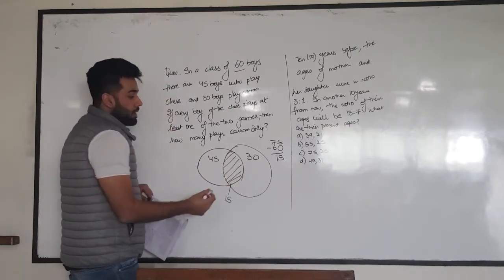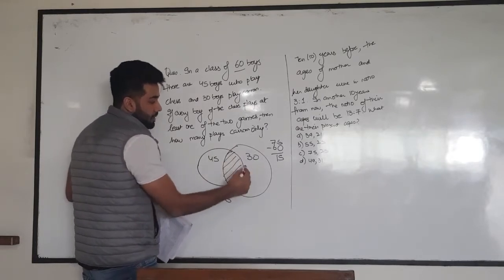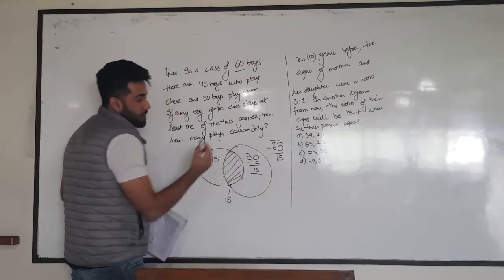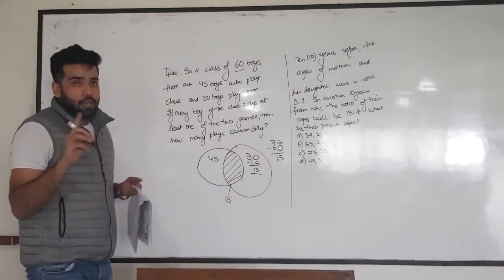How many play only carom? Carom people are 30. 15 are playing both. So 30 minus 15, your answer comes out to be 15 for only carom.